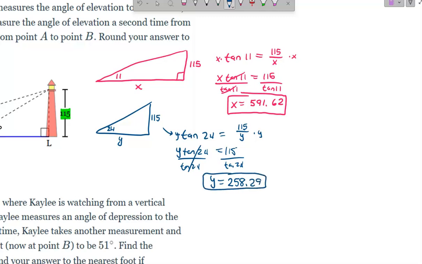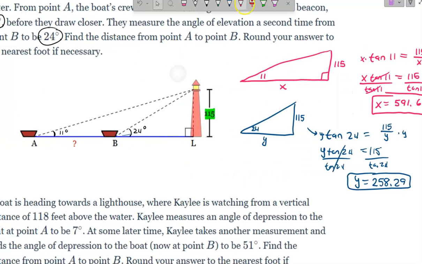Now, let's interpret what we've actually solved here. The 591 is a representation of the entire length from point A all the way to point L. So this would be 591.62 all the way across from the first measurement of the boat to the lighthouse. And then the 258 is actually the measurement from point B to point L, the lighthouse. That's going to be 258.29.